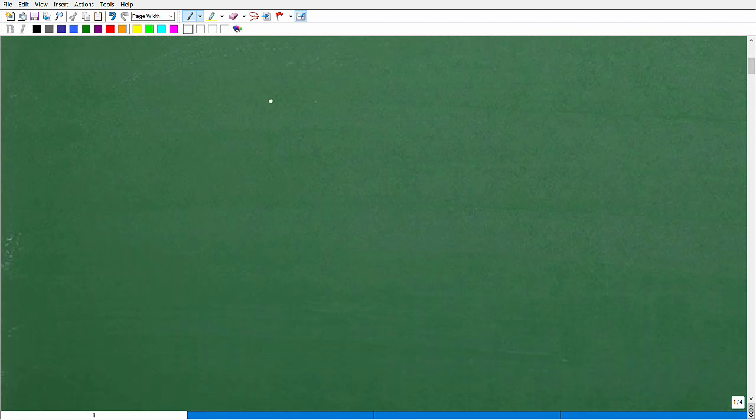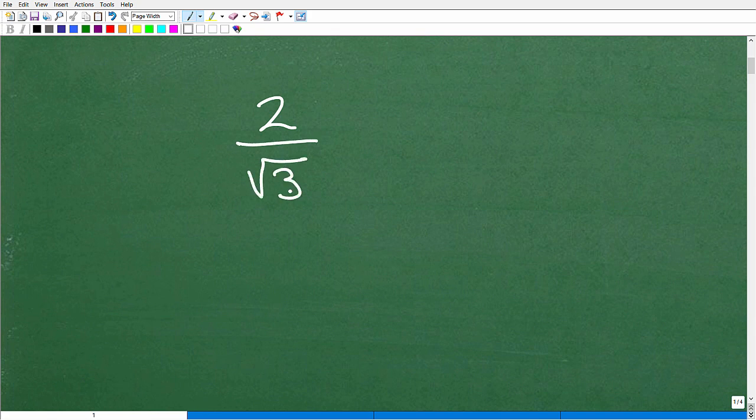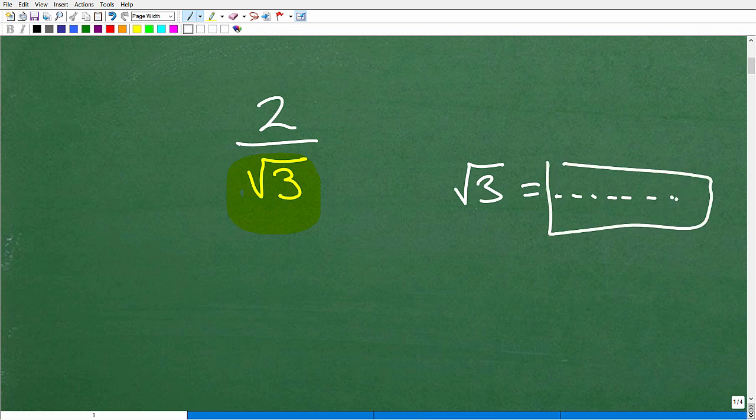All right, so let's get to this problem. Here we have 2 over the square root of 3. This is not an appropriate way to write this fraction, and the main reason is that the square root of 3 is something called an irrational number. If I go on my calculator, it spits out a decimal and stops, but technically the decimal goes on infinitely.